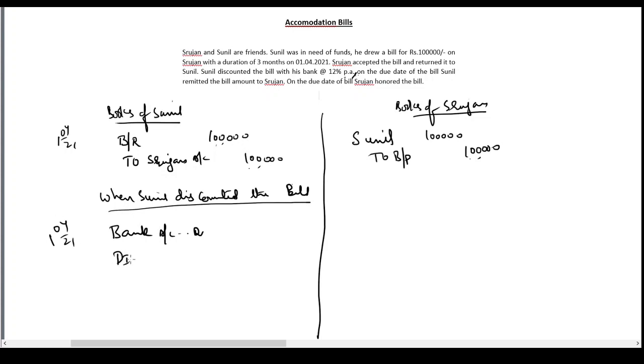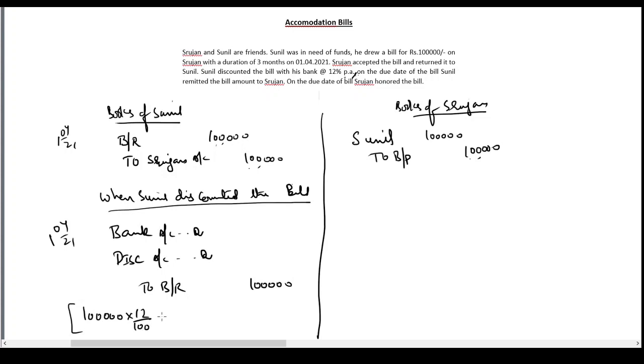He will lose some money in the form of interest, which is nothing but discount here, and he will give the bill to the bank. Two, bills receivable. Value of the bill is 1 lakh. Now what is the amount of interest he is paying? 1 lakh is the value of the bill.